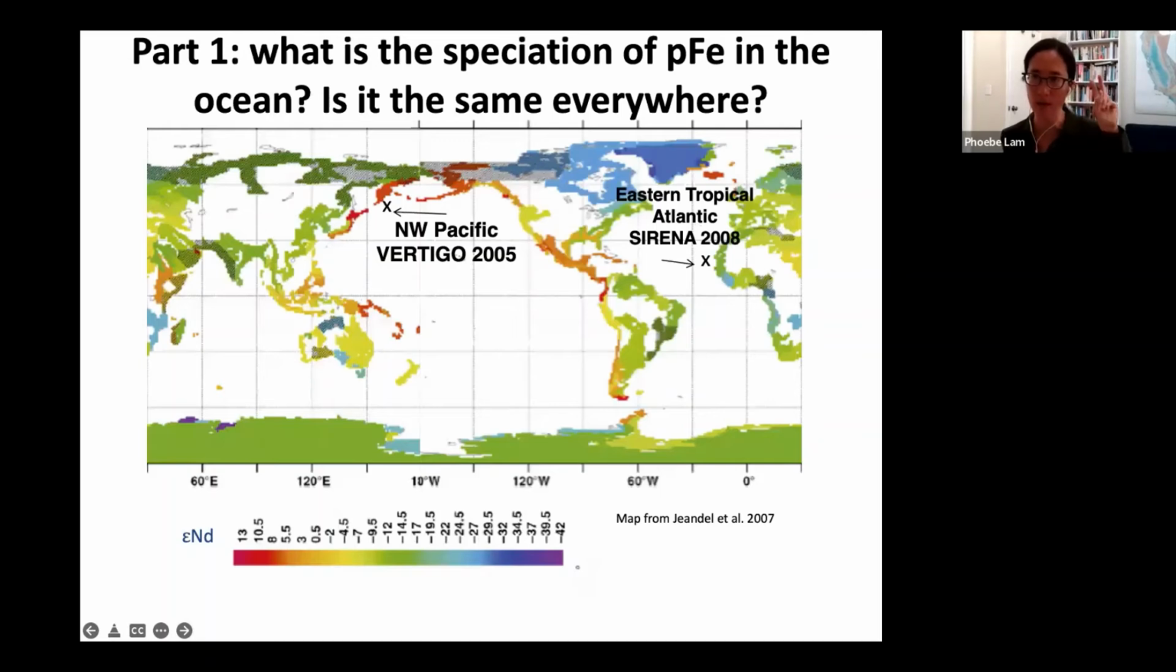Okay, so I'm going to give you 2 case studies. One is about iron, and I'm going to compare the iron speciation of these two regions, one in the Pacific, about 600 kilometers off the Kamchatka Peninsula over here, and one off the coast of Mauritania in the Atlantic. So that's for iron. I'm going to talk about iron speciation.